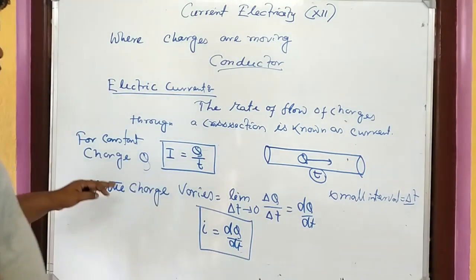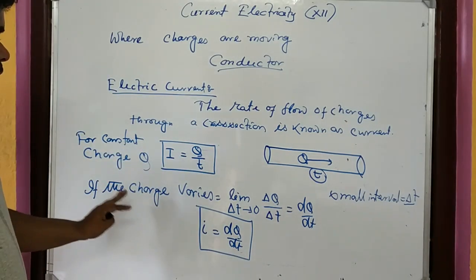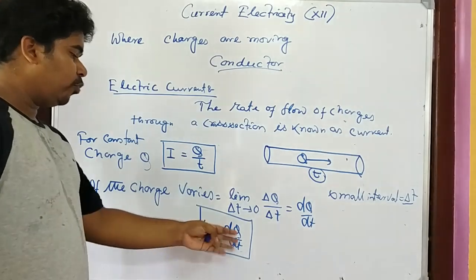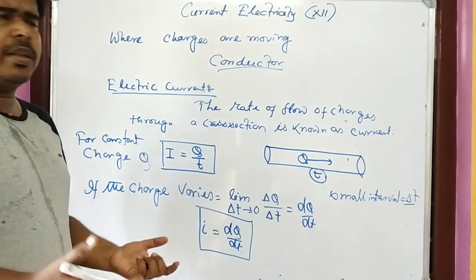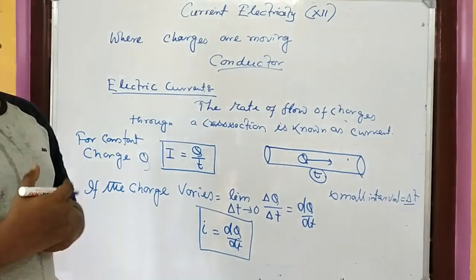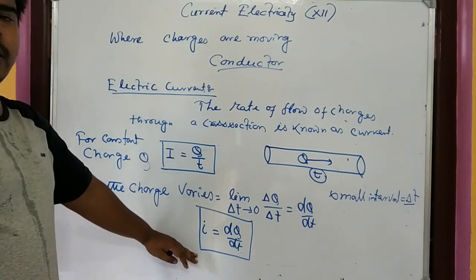So it is for constant charge, and here if the charge varies, then we can also find the current. That is the only extra thing we have learned in current.